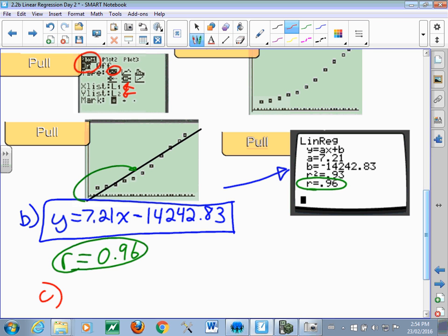So C says to tell us what it is, and that's going to be the correlation coefficient represents a strong or a very strong positive. If you want to put down very strong, you can, because it's very close to 1, right? So very strong positive correlation. Okay, everybody good with that?